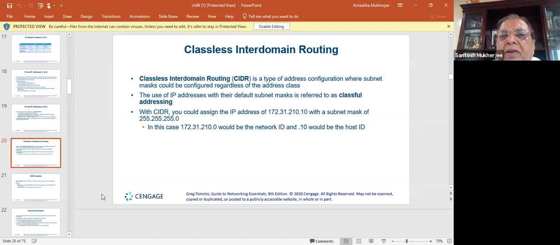The use of IP addresses with the default subnet mask is referred to as classful addressing. So that particular default subnet mask basically finds out the routing domain.